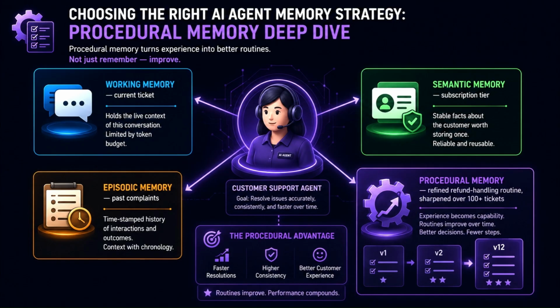Picture a customer support agent as a complete example. The current ticket lives in working memory, the customer subscription tier lives in semantic memory, past complaints live in episodic memory, and a learned, refined refund handling routine sharpened across hundreds of prior refund tickets lives in procedural memory. Each of these 4 layers is doing genuinely distinct work inside the same single agent, and none of the other 3 layers can substitute for what procedural memory provides. The critical distinction to hold onto here: procedural memory stores the distilled lesson extracted from experience, not a raw replay of exactly what happened during any single past attempt.